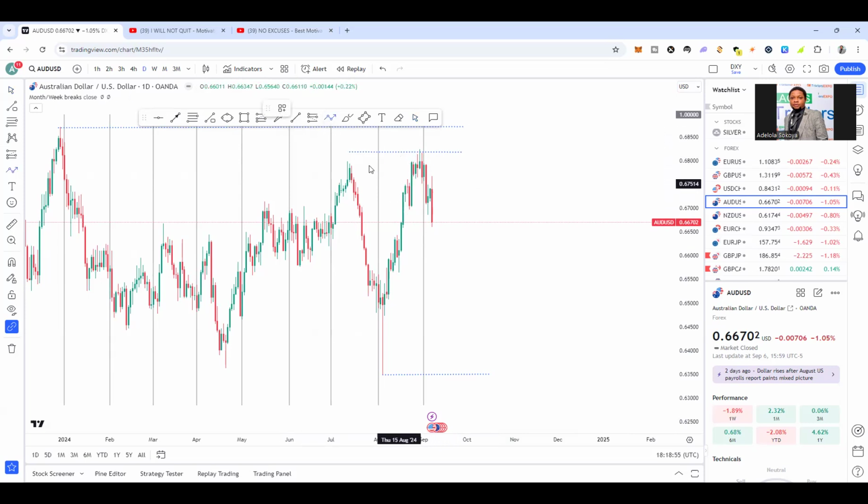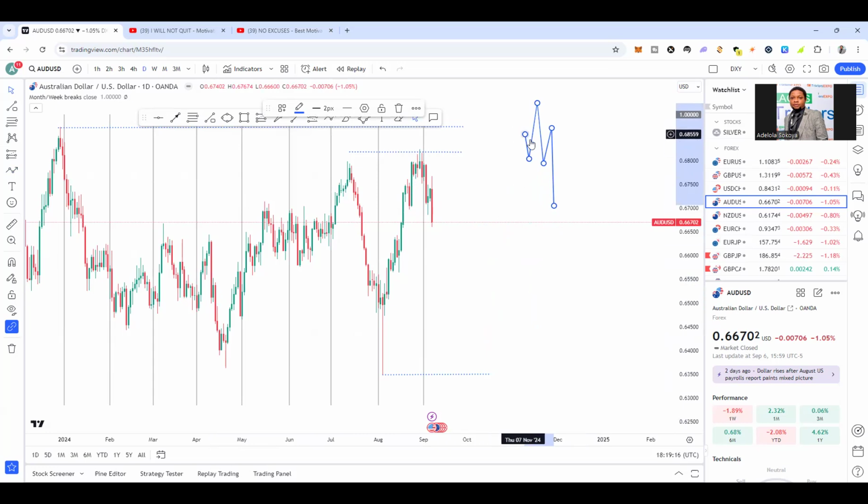You can already see that AUDUSD has created a sweep, as you can see, a break of structure, and then we pull back, and then we are continuing that downtrend. So AUDUSD has already completed almost 2 legs. All right. And then we are on our way to the downside.